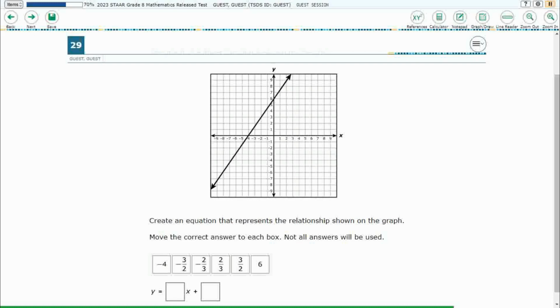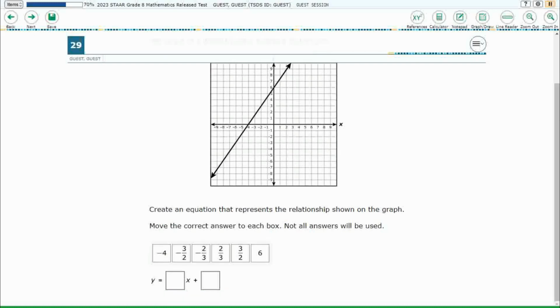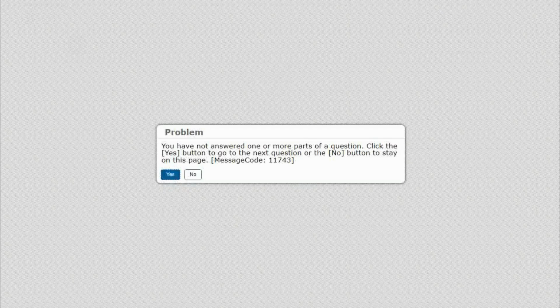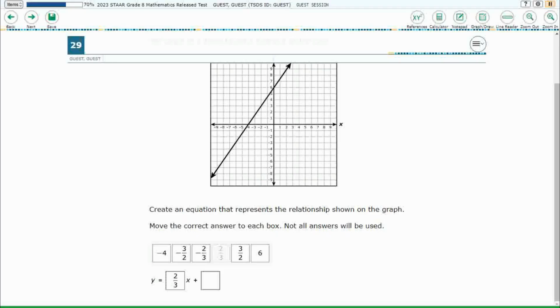All right, so we've got two different boxes here, right? We're going to drag and drop. Notice that each number can only be used one time. Sometimes they can be used more than once. And then obviously we need to fill in both boxes. If you try to move on with just filling in one, it will give you that error message, and we're not going to use all 6 answers.